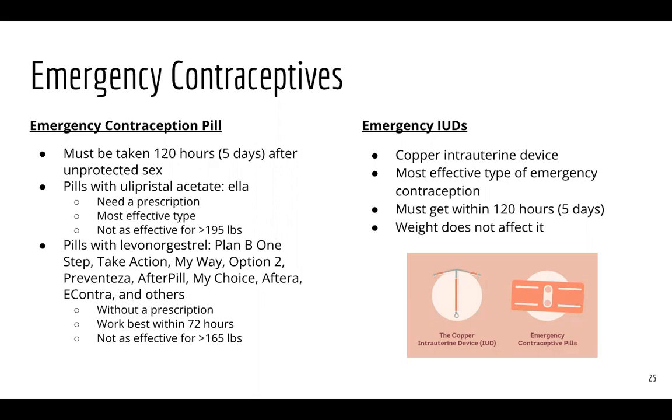Emergency IUDs are a copper intrauterine device. It's the most effective type of emergency contraception. It must be placed within 120 hours, or 5 days. Weight does not affect it.